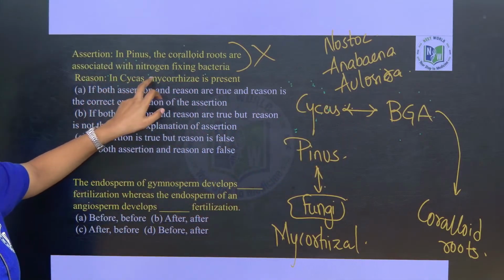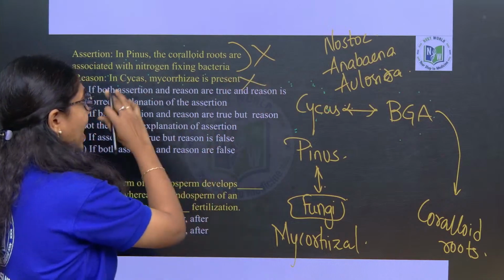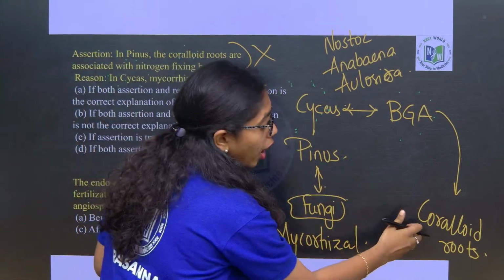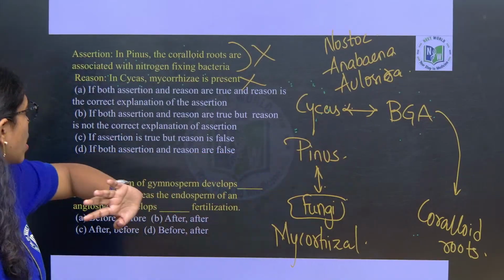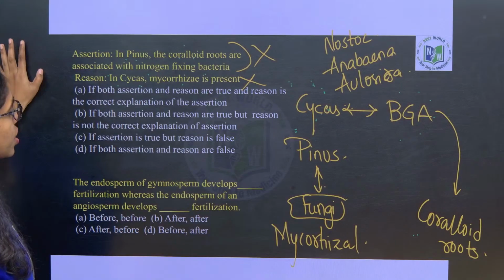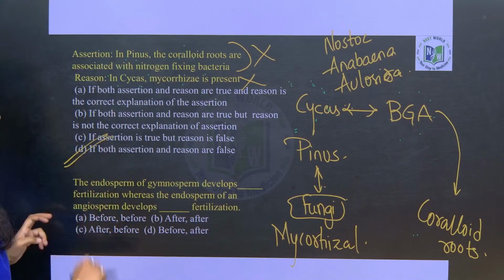In cycas, mycorrhiza is present. Wrong. In cycas, what is present? Coralloid roots are present, that is BGA, blue-green algae. So, here both assertion and reason are false. So, we have to go with option D.